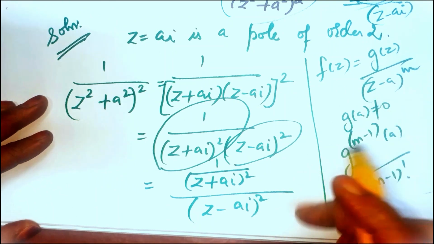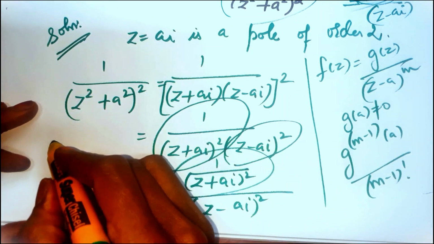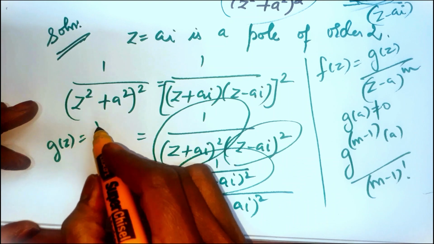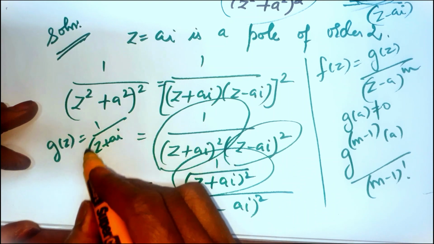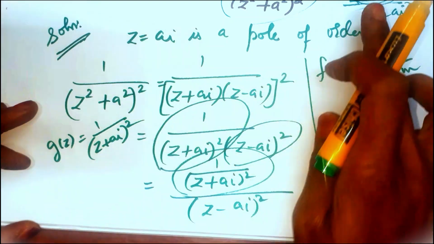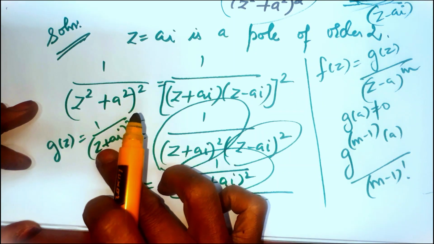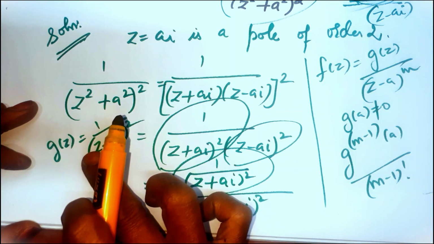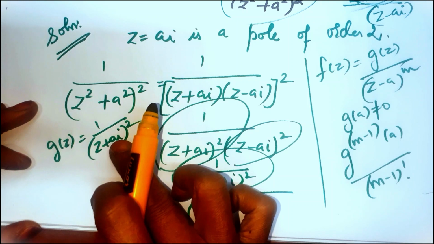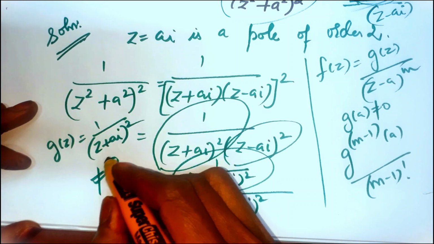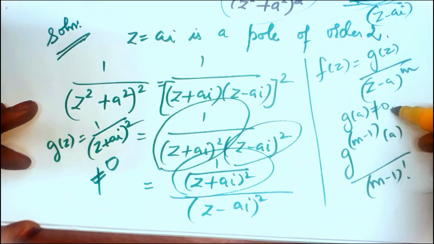What is g of z here? This is g of z. g of z is equal to 1 by (z plus ai) the whole square. When I take z equal to ai, I should not get 0. So z equal to ai, when I take ai plus ai, it is twice ai, which is not equal to 0. So this condition is getting satisfied.